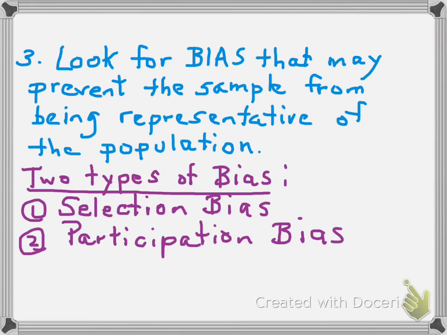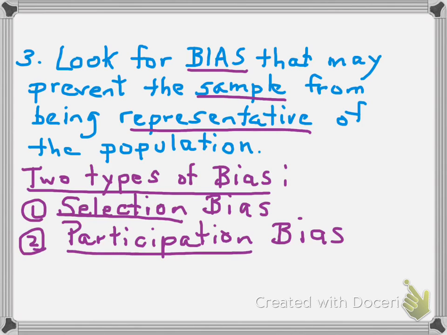The third guideline for evaluating a statistical study is to look for bias that may prevent the sample from being representative of the population. So there are 2 types of bias that we're going to study, and the first type is called selection bias. In selection bias, researchers select their sample in a way that tends to make it unrepresentative of the population. The second type is participation bias.